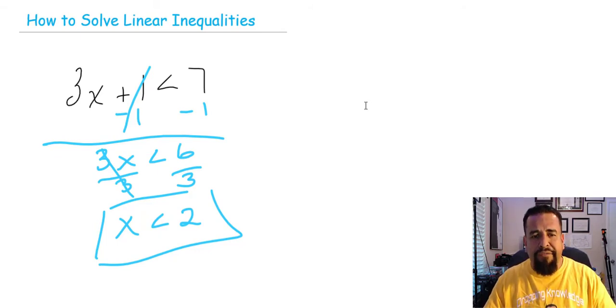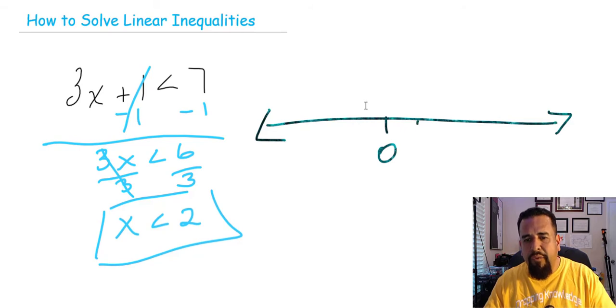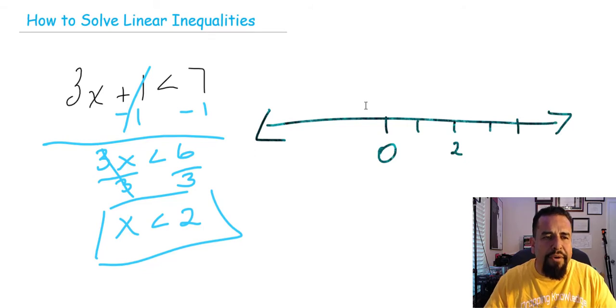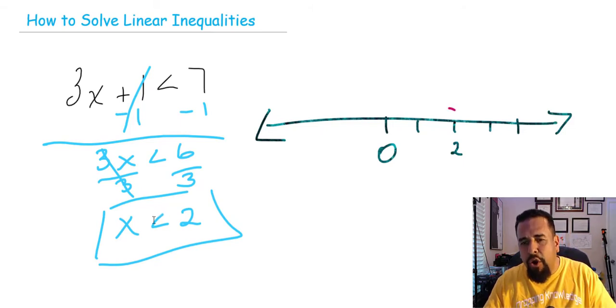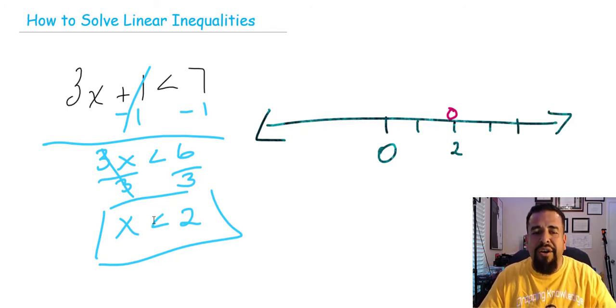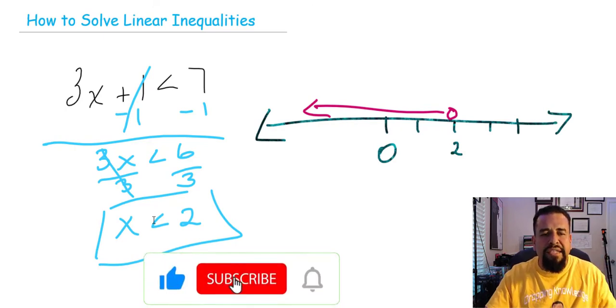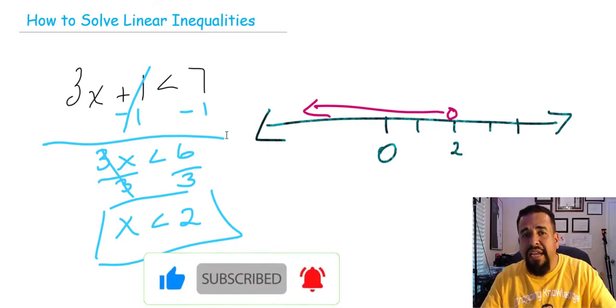So if I had to graph this on a number line, let's pretend that here is my 0. Then I would have 1, 2, 3, 4, and so forth. So here's my 2. Since this symbol doesn't have an equal to, it's just less than 2. It doesn't include the 2. So that's when we use an open circle. Open circle means it doesn't include the 2. It's just numbers that are less than 2, and all the numbers that are less than 2 are this way. And that's how you graph it. Pretty easy, right? So that's how you solve an inequality, and that's how you graph it.